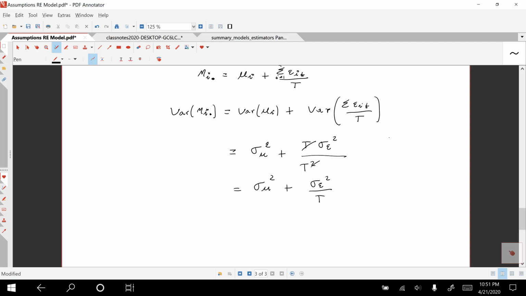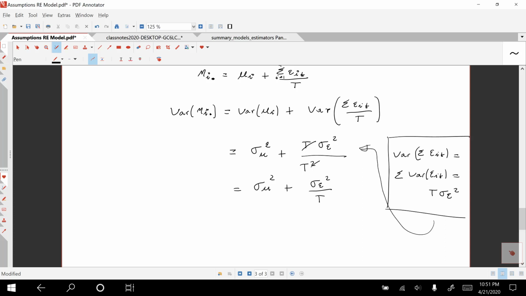Okay, so here I'm going to do a kind of digression, since it didn't flow very well. Remember, the variance of the sum of the epsilon_it is going to be equal to the sum of the variances, and since we're assuming homoscedasticity, they are all going to be constant, so this is going to be equal to t sigma epsilon squared. Okay, so that's how I got that part.